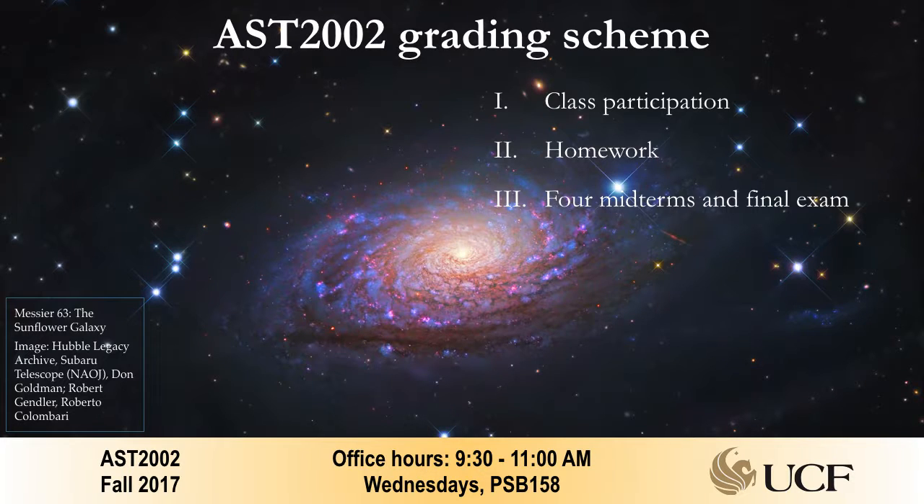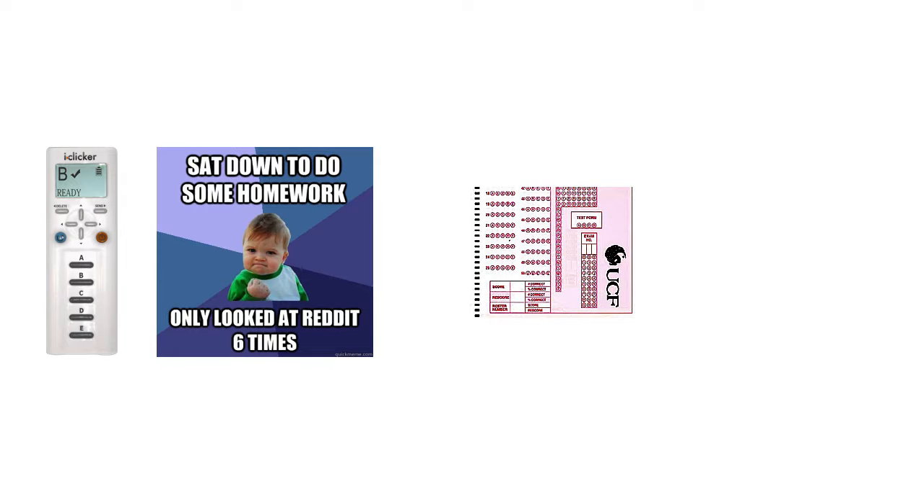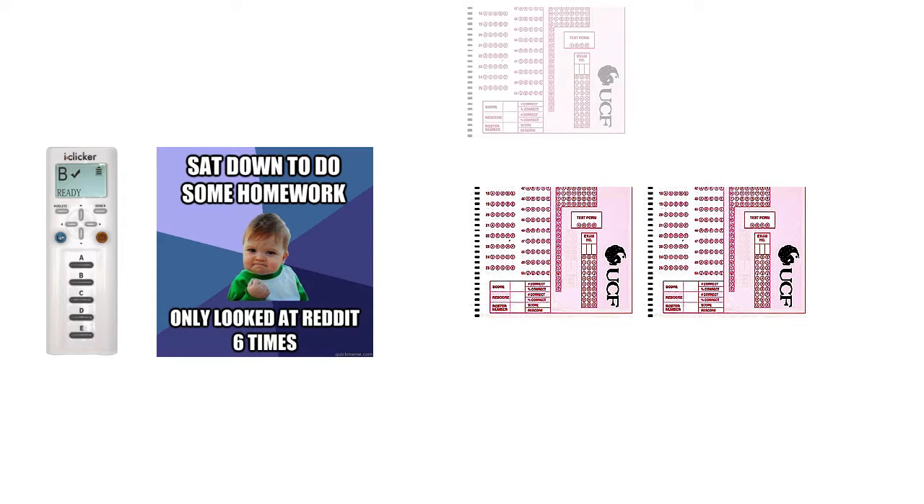Good afternoon. Let's take a look at the basic grading scheme for Astronomy 2002 this fall. One of the things that we're going to be doing is using clickers in class. That's how we'll get our class participation grade. We'll have a little bit of homework, and then of course we'll have some midterm exams, 4 of them.